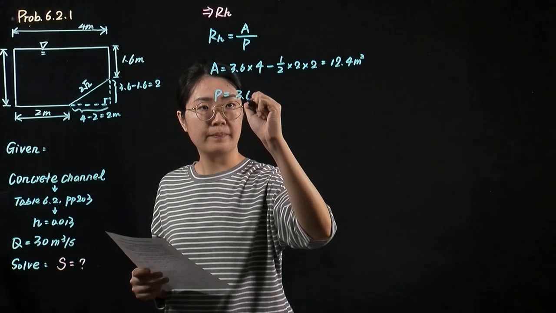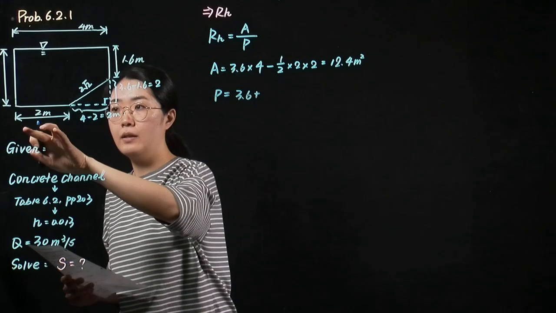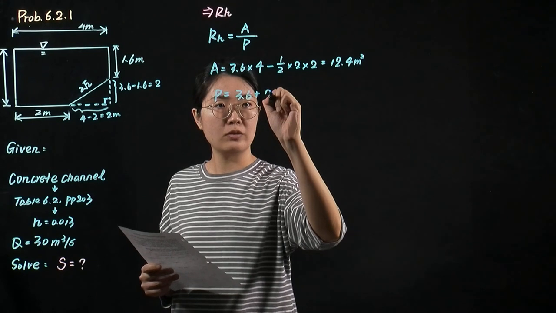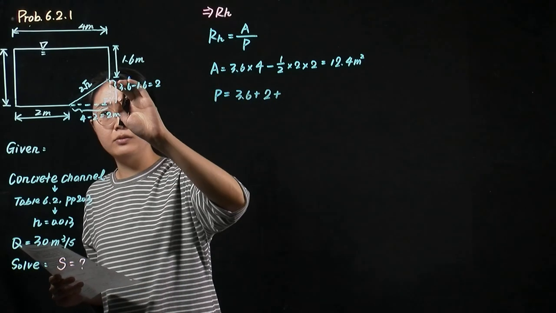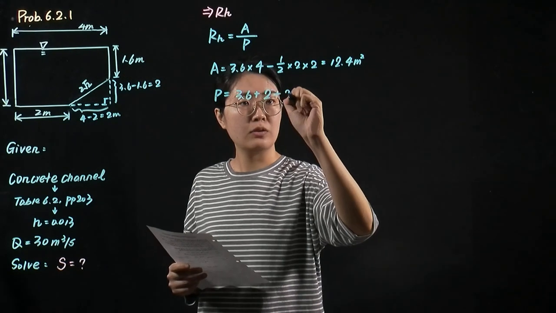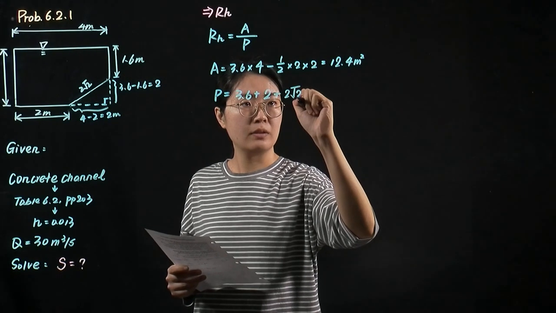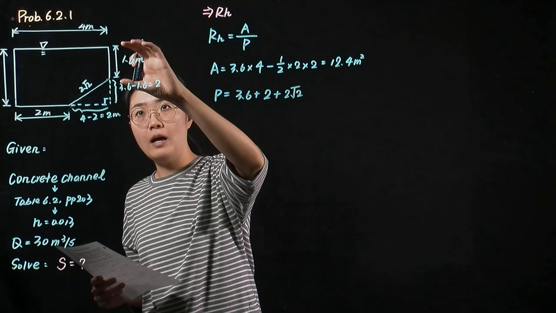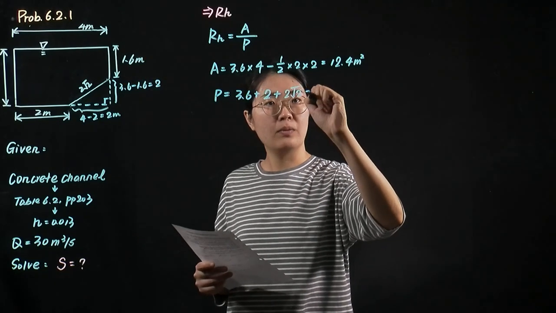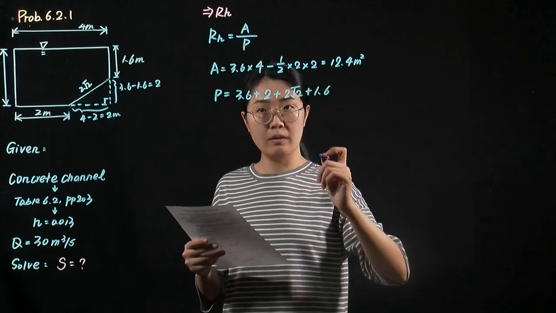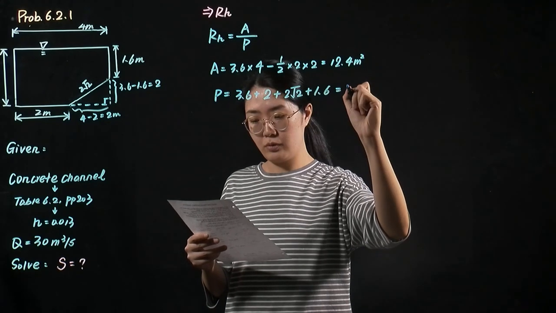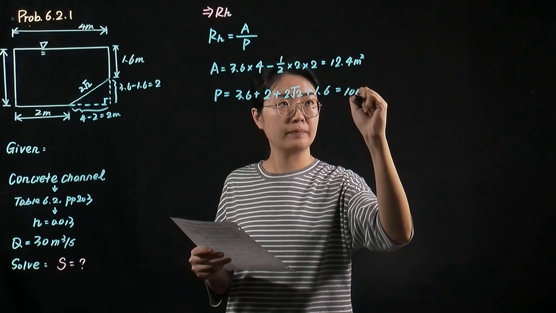The wetted perimeter equals 3.6 plus the length of the bottom, which is 2, plus the hypotenuse, 2 times the square root of 2, plus 1.6. Therefore, it equals 10 meters.